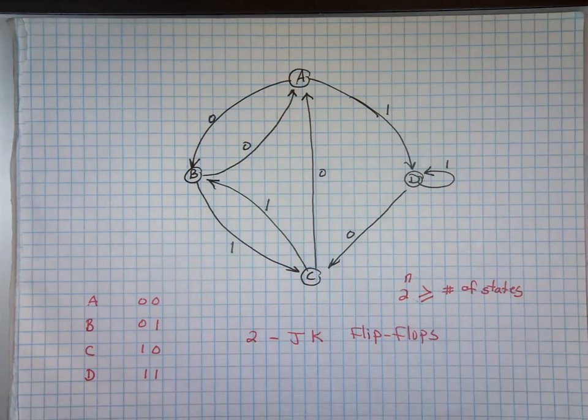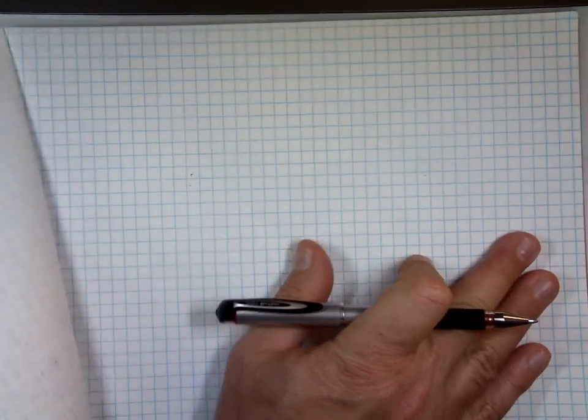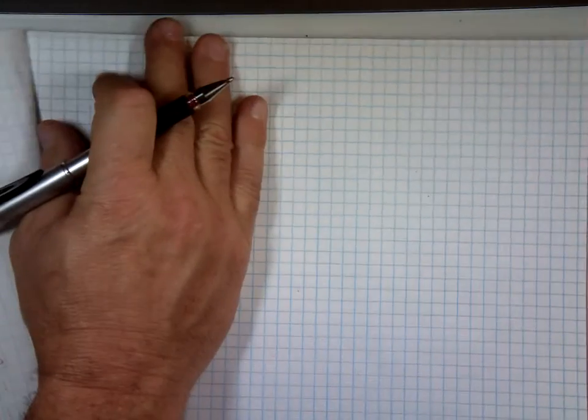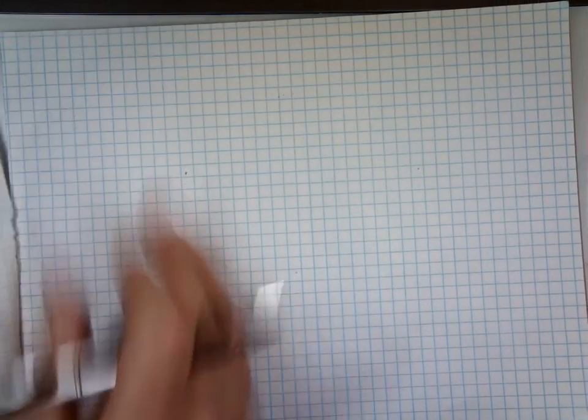Okay, let's look at my state table now, that state diagram. Let's look at the state table. Come on. Just rip this piece out. There we go.